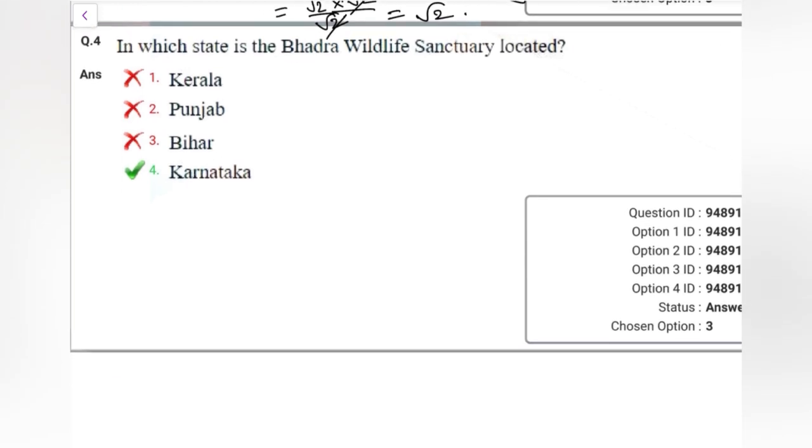In which state is the Bhadra Wildlife Sanctuary located? In Karnataka. It is a protected area and tiger reserve as a part of Project Tiger, and it is located in Chikmagalur district.